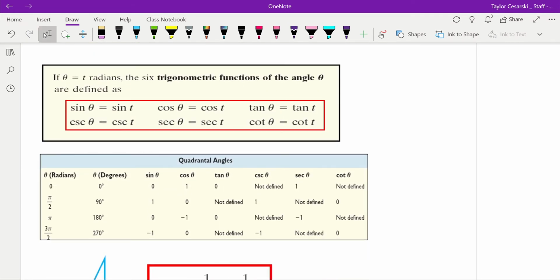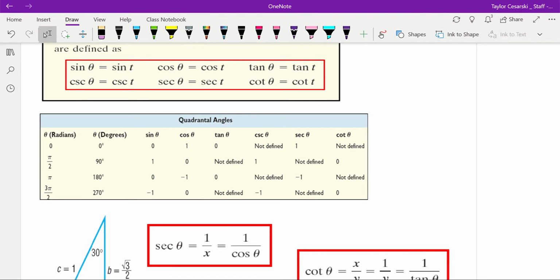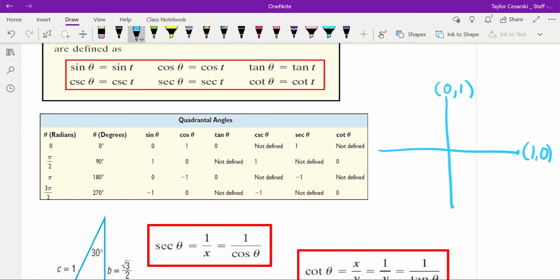Alright, so this gives you some basic angles. So I'm going to go ahead and draw a picture. These are your quadrantal angles. So remember we have (1, 0), (0, 1), (-1, 0), and (0, -1). I'm just going to write these in degrees for right now, so 0, 90, 180, 270, and we know this would go back to 360.